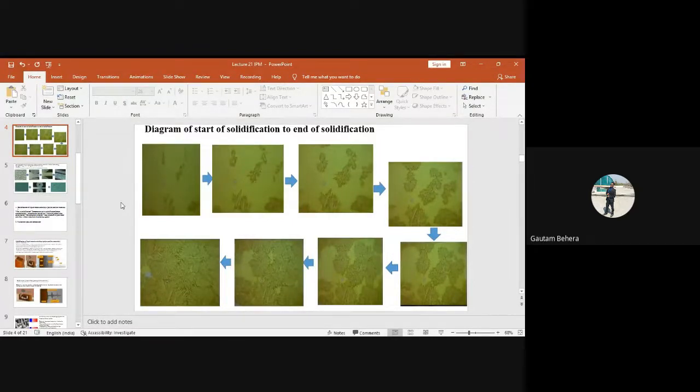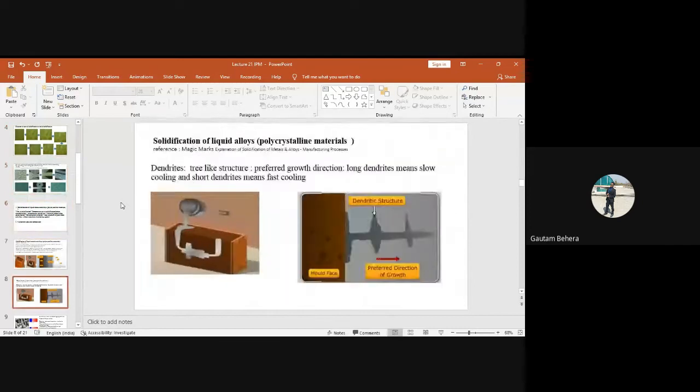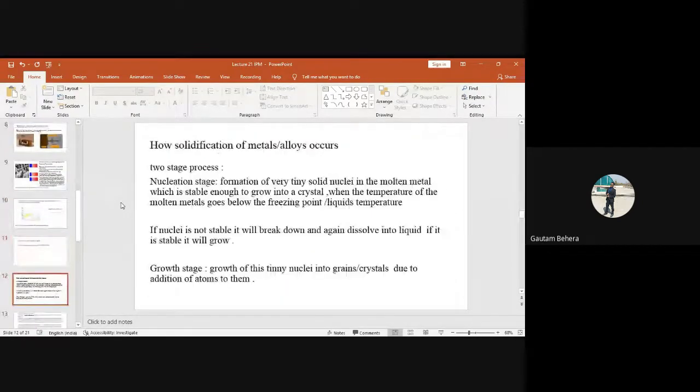But with a condition applied: this nuclei may grow or may dissolve again into the liquid. So what is the condition? The condition is that the nuclei which forms should be of a good size. That should be above the critical size of the nucleus, which we will discuss in the coming lecture, the mathematical part, which I have already written over.